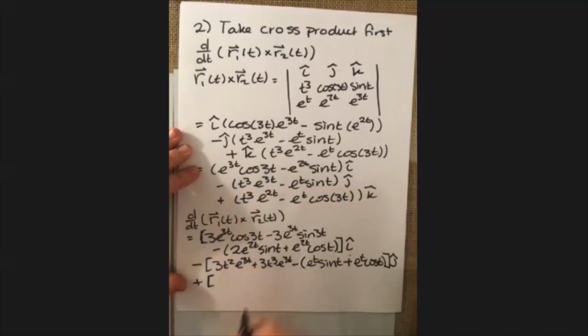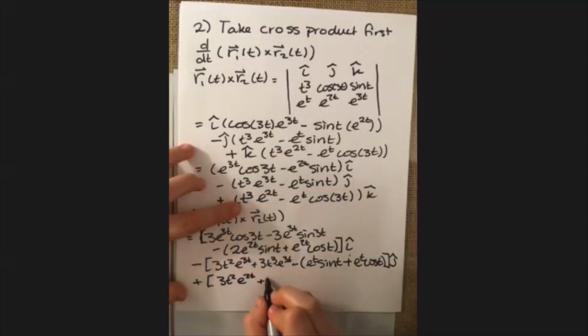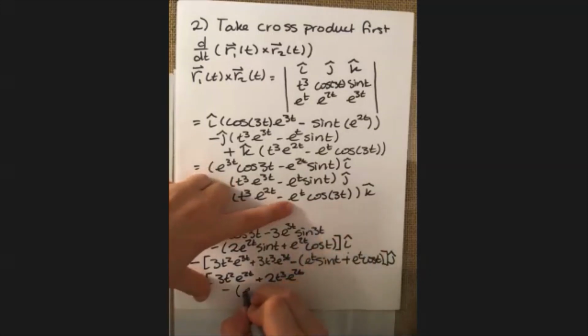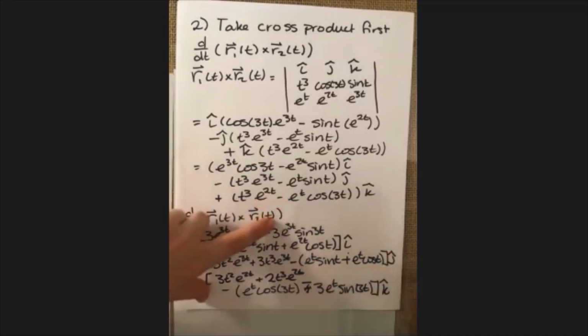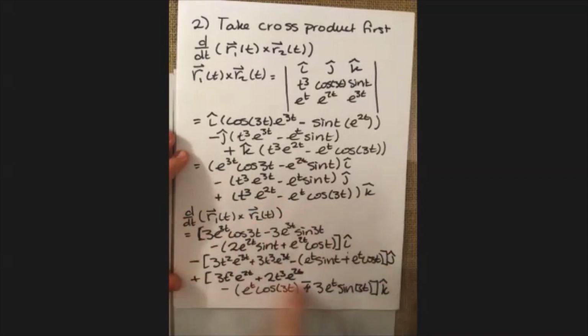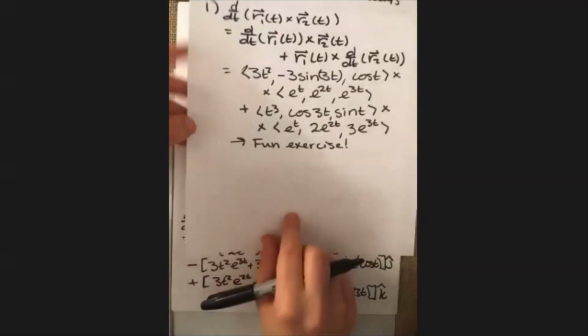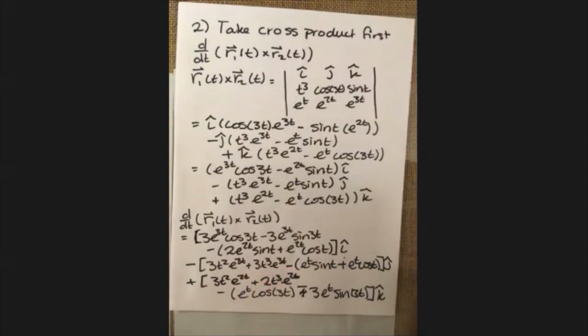And then finally, plus square brackets, we have 3t squared e to the 2t plus 2t cubed e to the 2t. So that's this piece here. And then minus, open some parentheses, e to the t cosine of 3t plus, actually that winds up being minus 3e to the t sine of 3t. And then that's everything for k hat. So this all right here is the derivative of r1(t) cross r2(t). And if we want, you can go back to what we did earlier with this version right here, take all of these cross products and double check to make sure that it matches what you get over here. But I will leave that part to you.